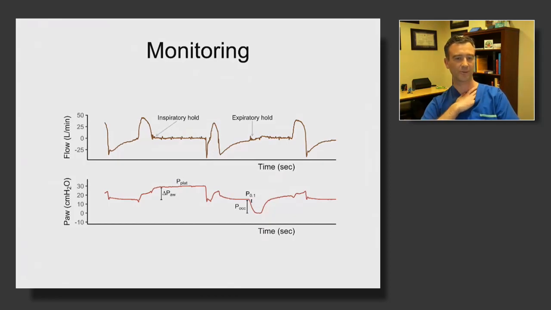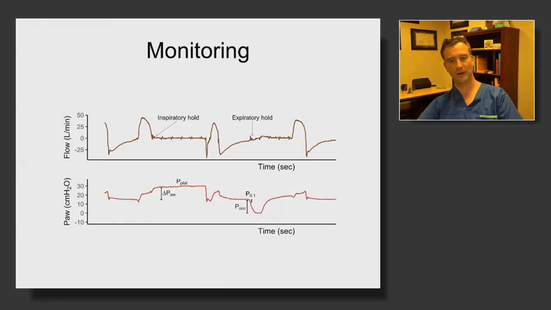So in order to assess mechanics, as we pointed out the other day, you can perform a plateau pressure maneuver, which allows you to measure the pressure required to distend the lung during tidal ventilation. That's the driving pressure, or delta PAW shown here.